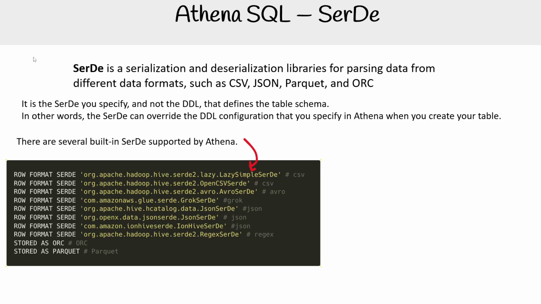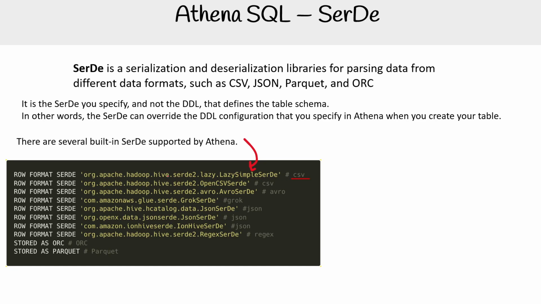And there are several built-in serialization deserialization libraries supported by Athena. And for the most part, they're all coming from Apache, but some of them are coming from Amazon. So I'm going to just get my pen tool out here so we can just kind of check them off so we understand what we're looking at here. So the first we have here is for CSV.